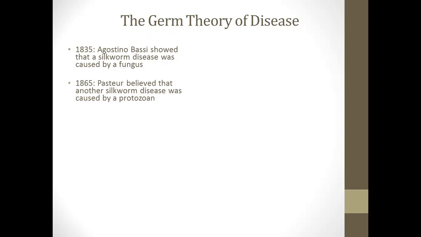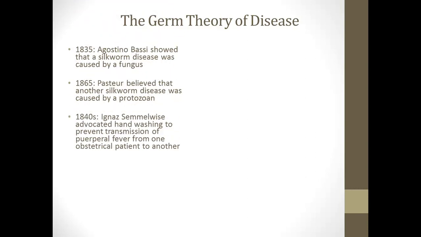The germ theory of disease. The germ theory of disease says that microorganisms cause disease. In 1835, Agostino Bassi showed that a silkworm disease was caused by a fungus. In 1865, Pasteur believed that another silkworm disease was caused by a protozoan.